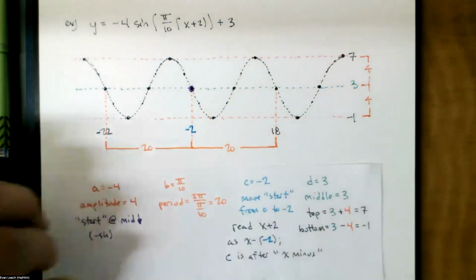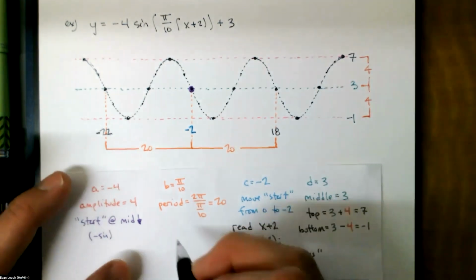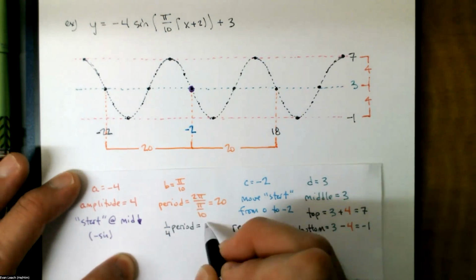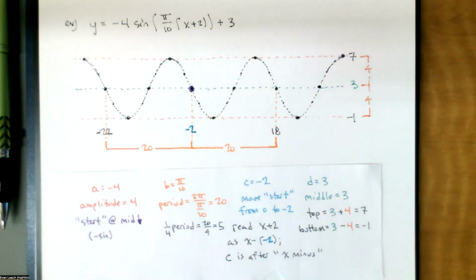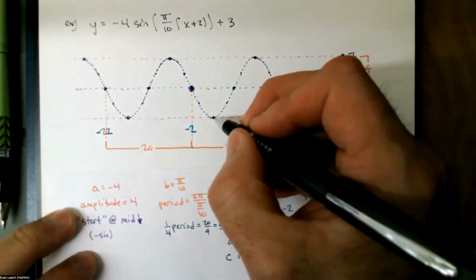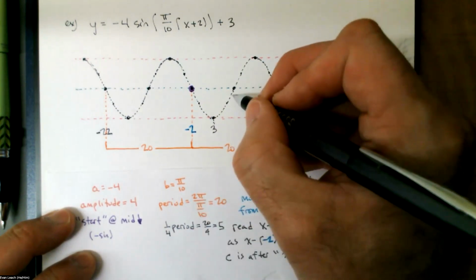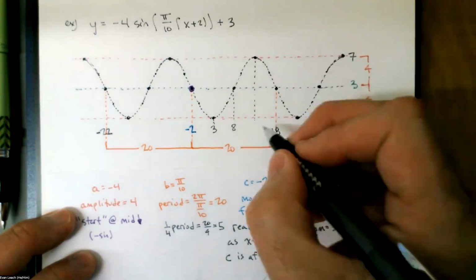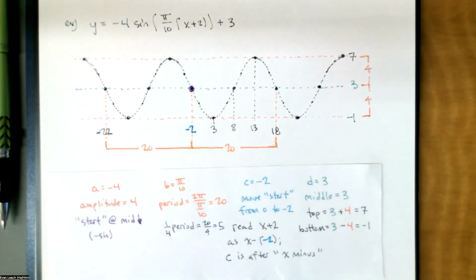And we want to figure out the points in the middle. So we need to know what 1/4 of the period is. So 20 over 4, or 5. So 1/4 of the period is equal to 5. So now I can tell where all these points are. -2 plus 5 is 3, plus 5 is 8, plus 5 is 13, plus 5 is 18. Since I landed after 4 quarter periods on the 18, just as we expected, we know that things are working.